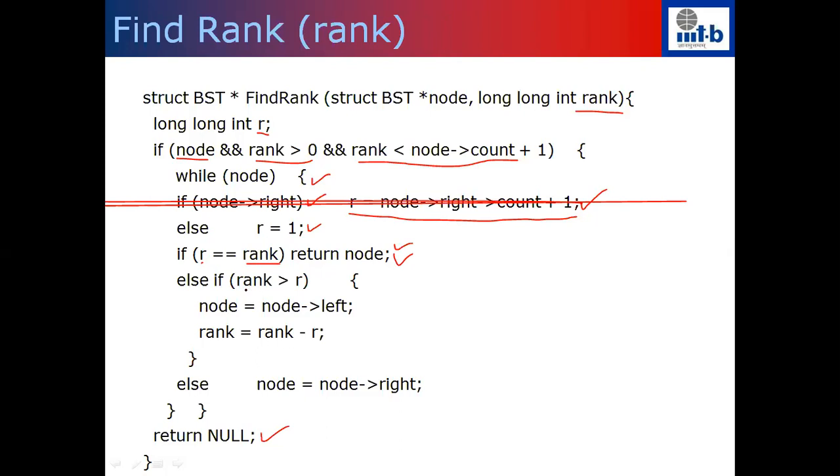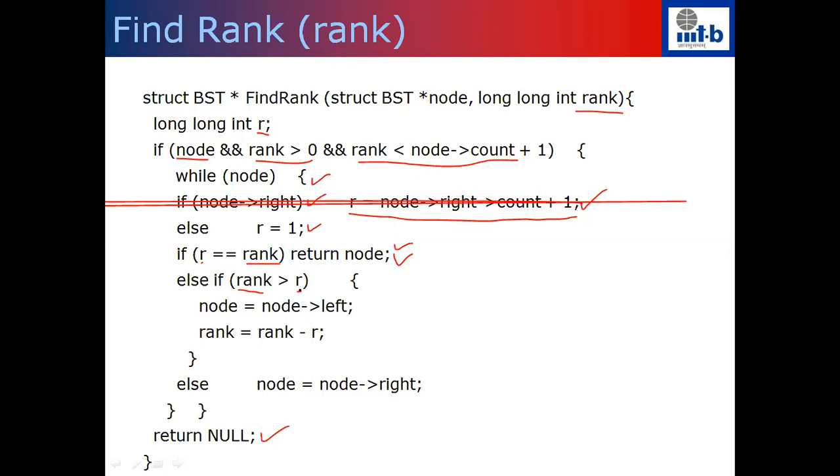If the rank that I'm looking for is greater than R, that is, greater than the rank of the root, then consider what happens when I come to a node in this subtree. The rank of this node will be 1 plus the number of nodes on the right subtree. If I go to a node among all the numbers in this subtree, how many numbers will be greater than this is exactly equal to the number of nodes on the right subtree. The small r that I have written here is the rank of this node. But the rank that I'm looking for is greater than the rank of this node, right?